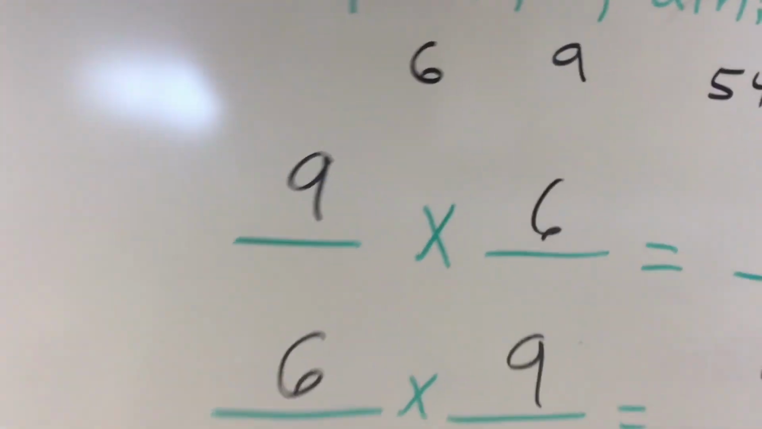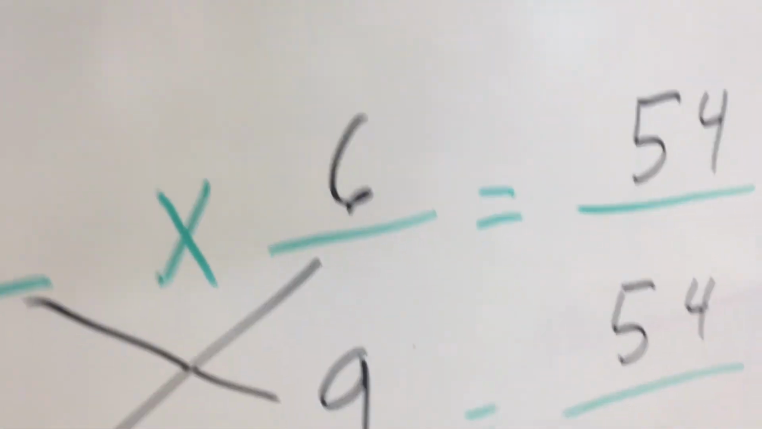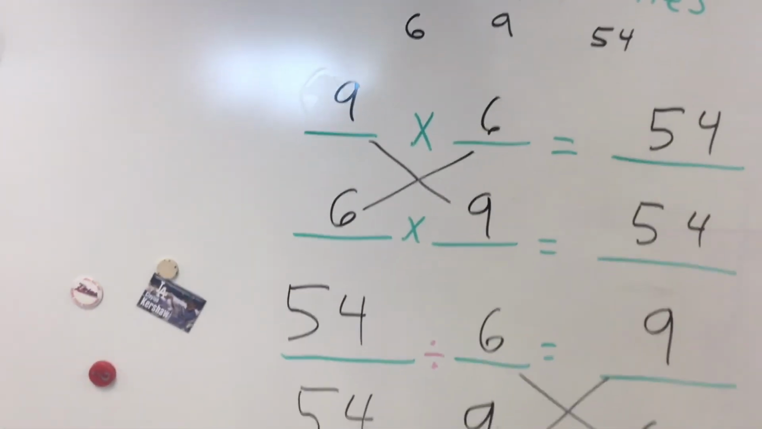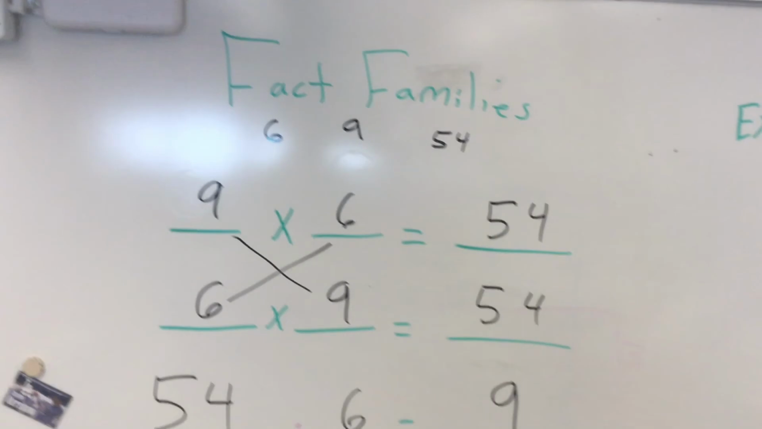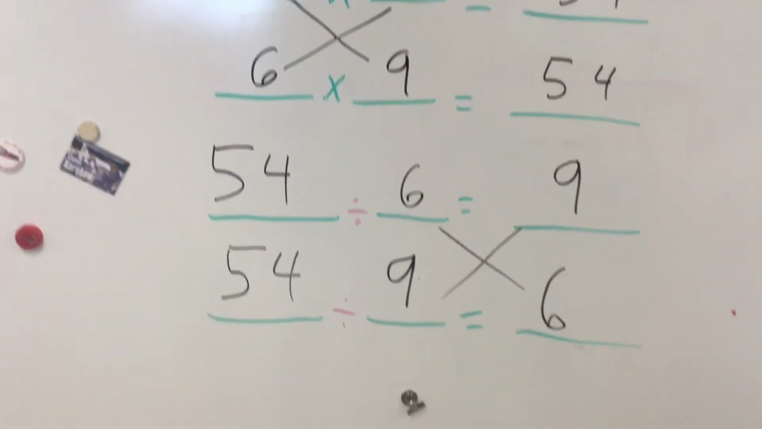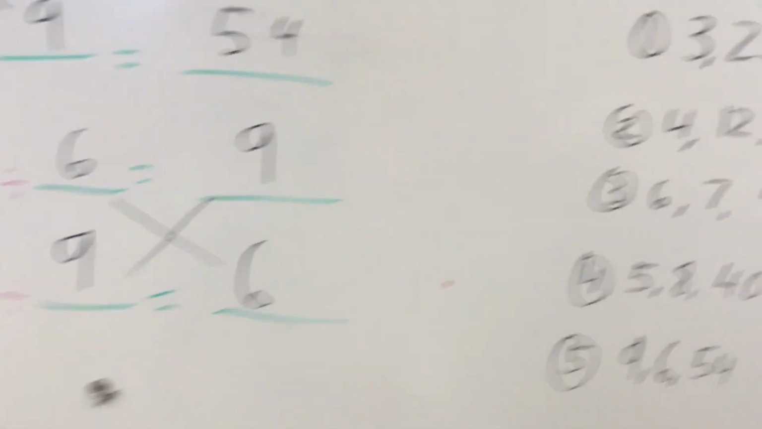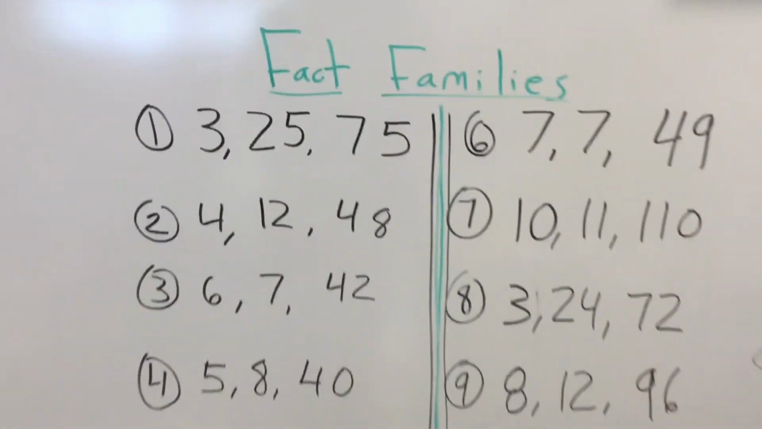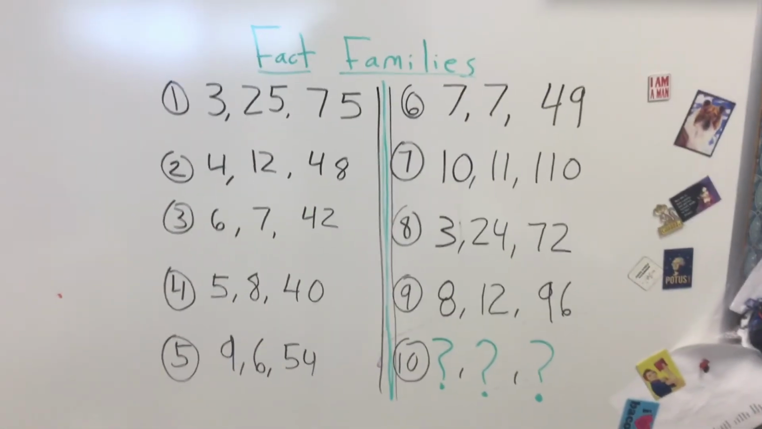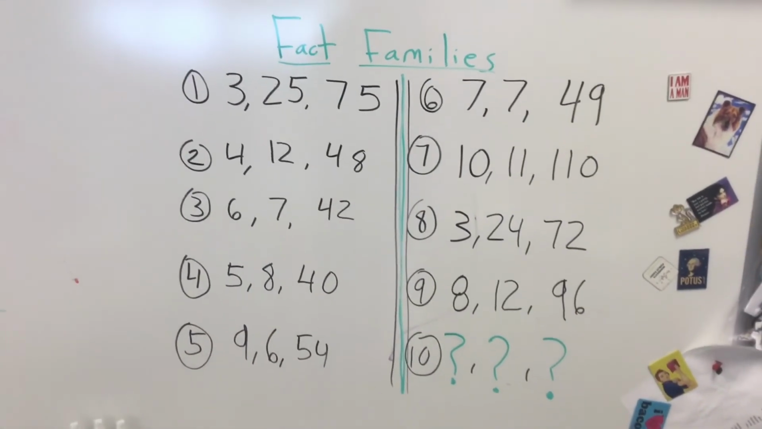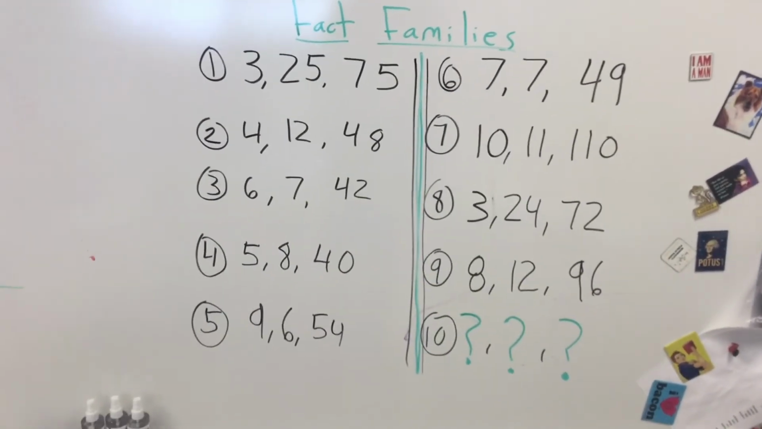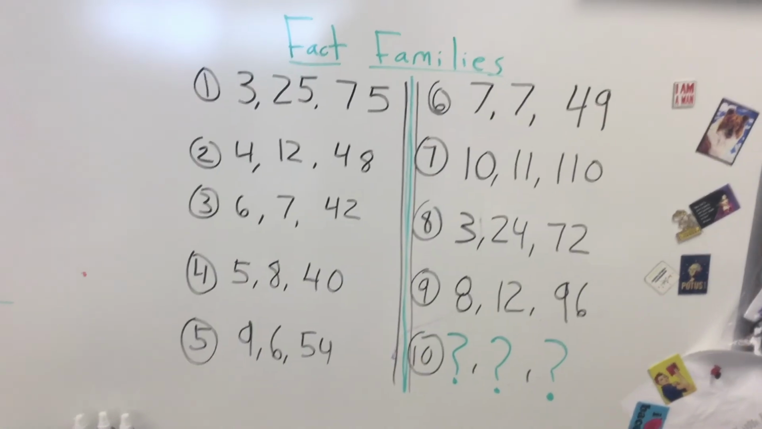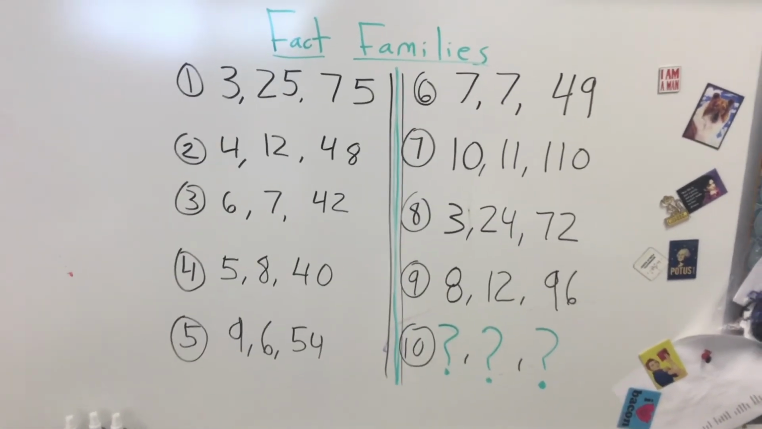And also notice, you can notice a pattern here. See how those numbers kind of work together? Opposite? Okay, so you're going to look at this movie. You're going to remember what fact families are. And then you're going to do these 10 problems. So use these numbers as your fact families. I'm also going to send a screenshot of this so you don't have to slow this movie down. But there's your fact family.